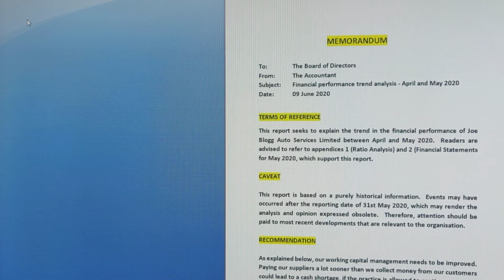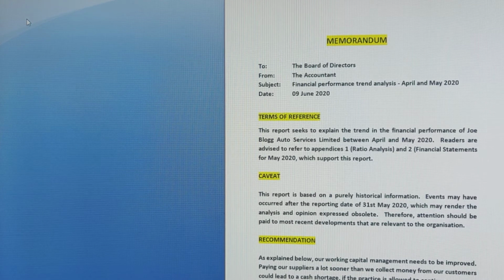Now, after the caveat, then you make your recommendation, because as an analyst, you are not supposed to walk away after analyzing. You are supposed to recommend what we should do to make the situation that you have described better. As explained below, I've not even looked at the causes of whatever happened. Okay, our working capital management needs to be improved. Paying our suppliers a lot sooner than we collect from our customers could lead to a cash flow shortage if the practice is allowed to continue.